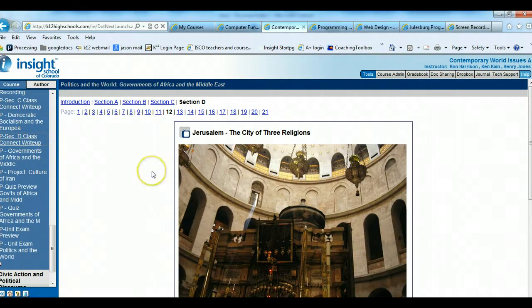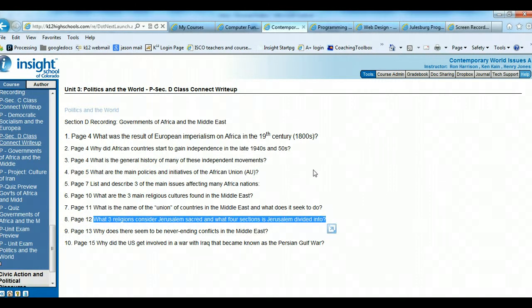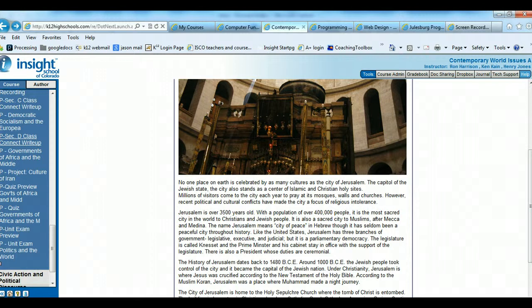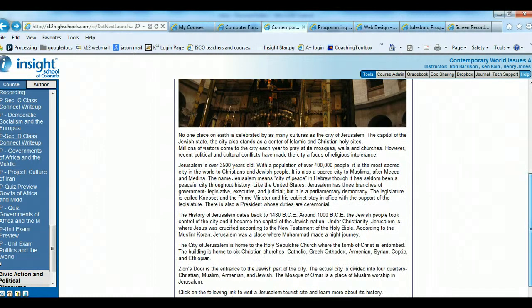Okay, page 12. Let's go back to the Class Connect write-up. So what three religions consider Jerusalem sacred, and what four sections is Jerusalem divided into? Well, Jerusalem, of course, is the most sacred city in the world, and historically, over thousands of years, many religions have controlled Jerusalem. But ultimately, Jerusalem is sacred to Christians, Jews, and Muslims. So historically, Christians, Jews, and Muslims have ruled Jerusalem at different times. Currently, Jerusalem is ruled by the Jews, the Israeli Jews. And you can see that it was a Hebrew word meaning city of peace. And of course, we all know from the Bible that this was the center of where Jesus and where the Bible started. But these are the three religions that consider Jerusalem sacred.